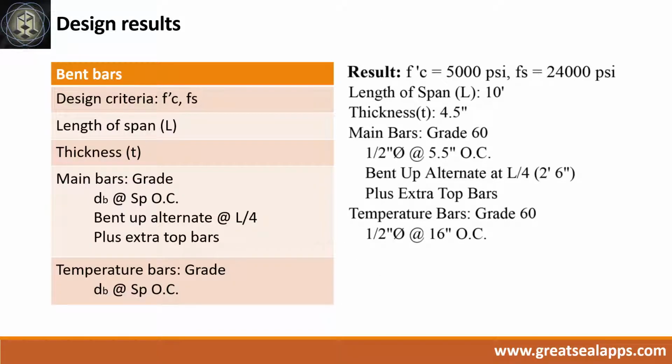Design results are as follows: f'c equals 5,000 psi, fs equals 24,000 psi, length of span is 10 feet, thickness is 4.5 inches, main bars of grade 60, half-inch diameter bar at 5.5 inches on center, bent up alternate at L/4, plus extra top bars. Temperature bars at grade 60, half-inch diameter bar at 16 inches on center.